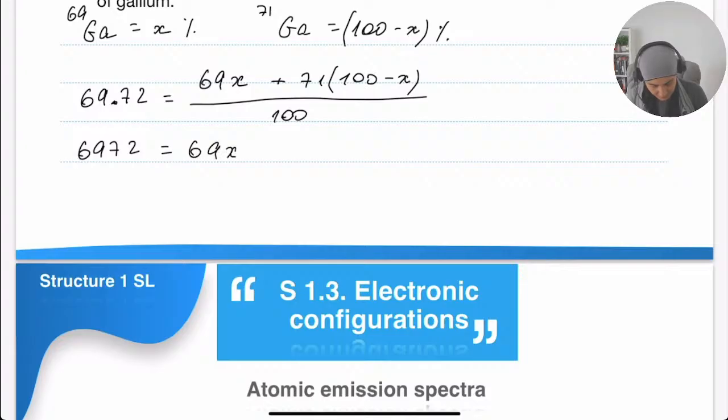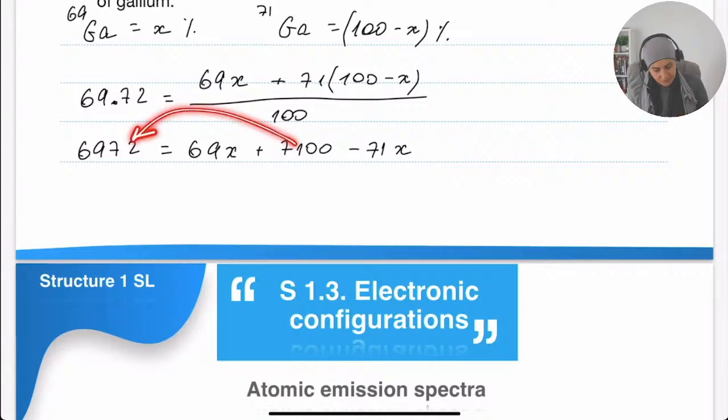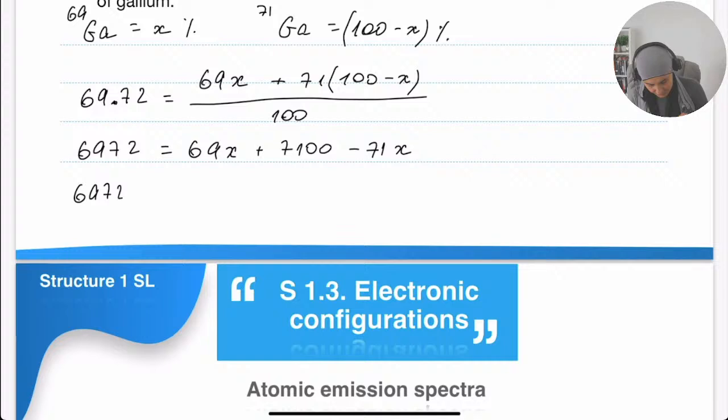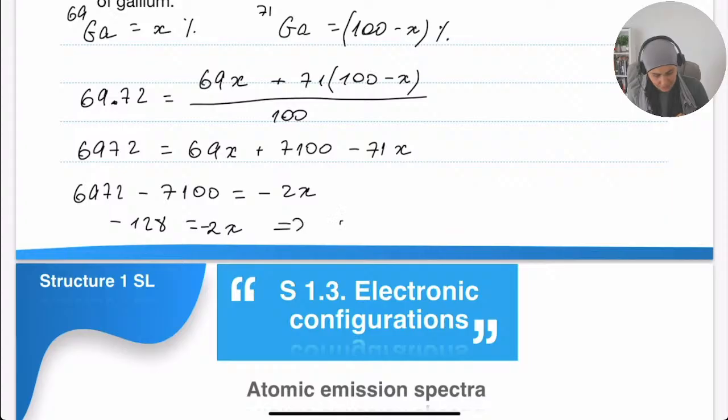and then I'll distribute the bracket, so that's 7100 minus 71X. Then I would move 7100 to that side with the minus, so that's 6972 minus 7100, and then this is minus 2X. Okay, 6972 minus 7100, negative 128 equals negative 2X, so X would equal 64%.